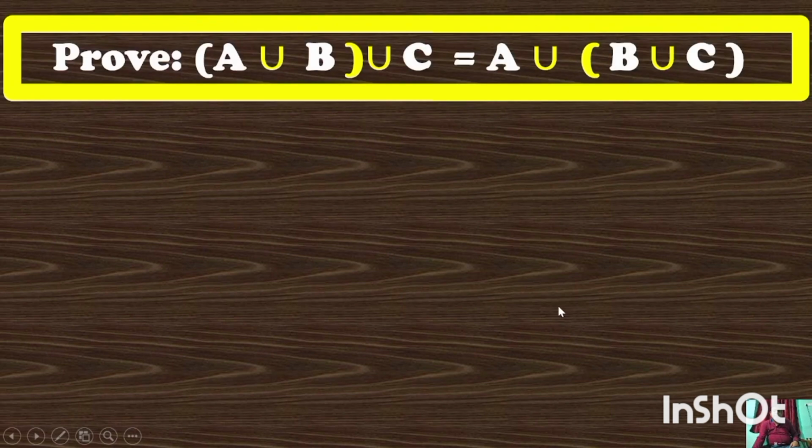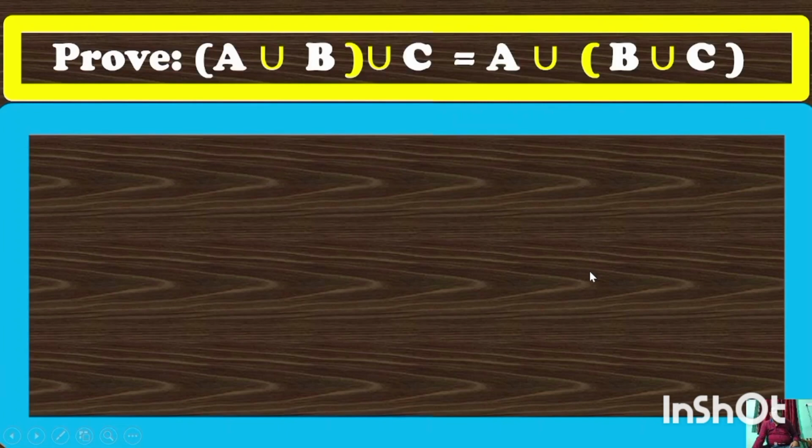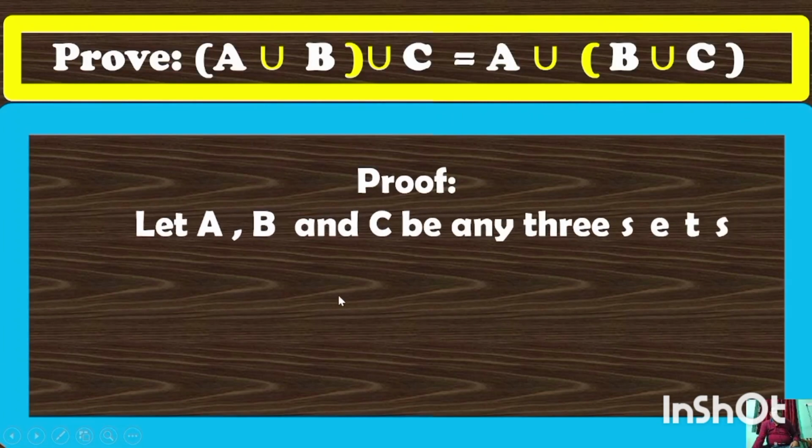Students, these are very simple concepts, but develop some patience to watch this class. Let's see how to prove the associative property of union of sets. Taking an example, let A, B, C be any three sets.